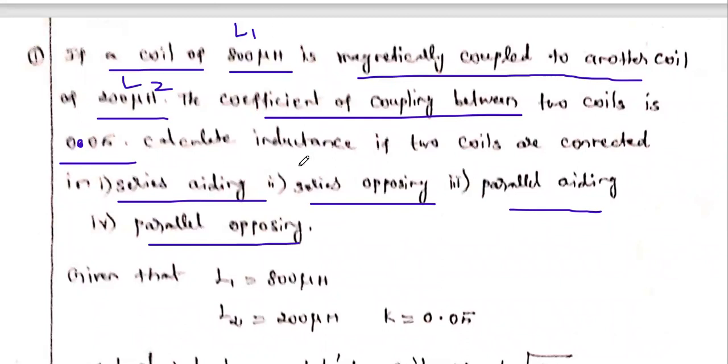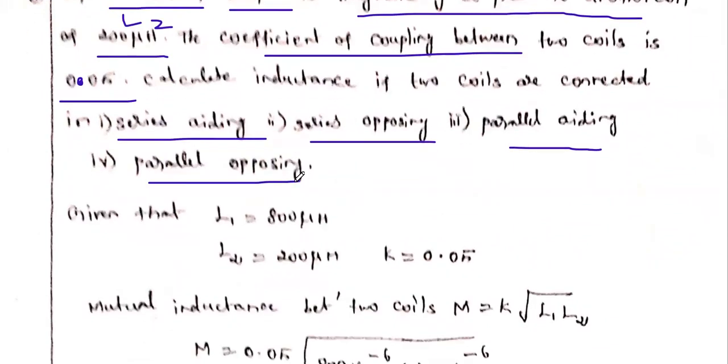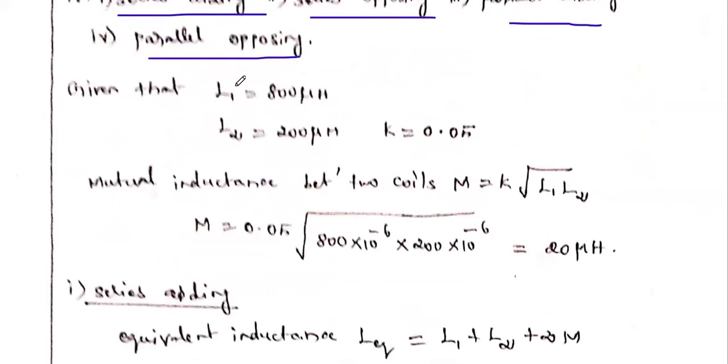So in these four types of connection, what is the L equivalent value they are asking? First, note down the given data. What is the given data? L1 equal to 800 microhenry, and L2 equal to 200 microhenry.